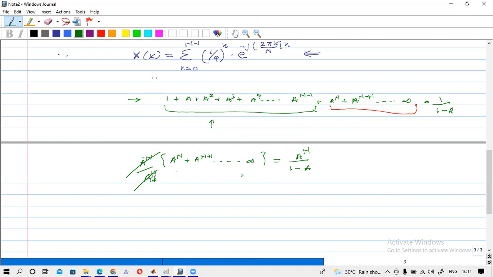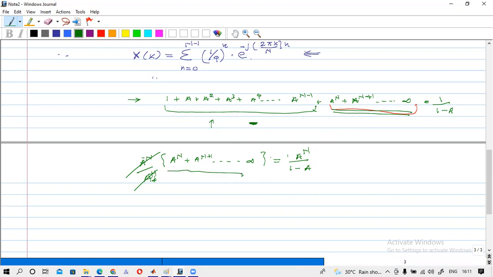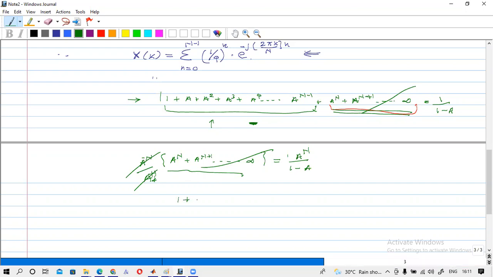So I have the value from here, and that will be this value. Now I am going to subtract these terms from this. What happened? This part and this part will be the same, and it will be cancelled out. So you will get up to here. This is the formal way actually.